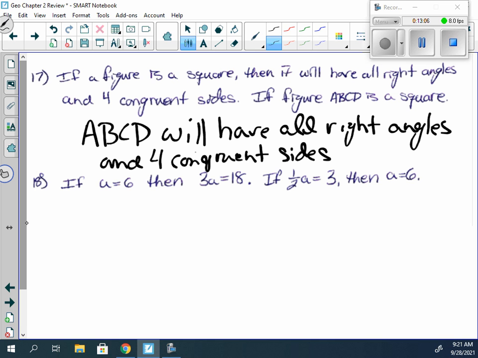18: if A is equal to 6, then 3A is equal to 18. If 1/2 A is equal to 3, then A is equal to 6. I do have two if-then statements, yes? They are both true. And do we have an if and a then that match? Well, yeah, if A is equal to 6, then A is equal to 6, yes? Those two do match, so put the other two together, which would be if what?